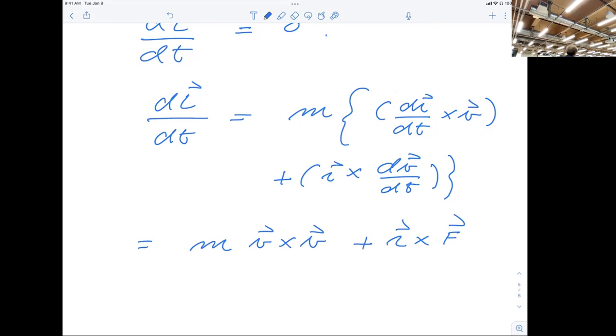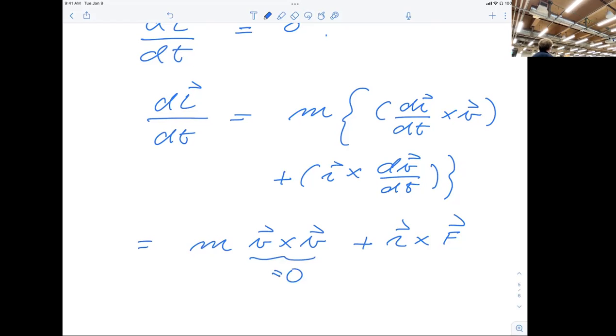So if you look at the first term, what is the cross product of a vector with itself? That becomes a very interesting number. Anyone who remembers that? 0. Excellent. So this is actually equal to 0. So this quantity here is equal to 0.